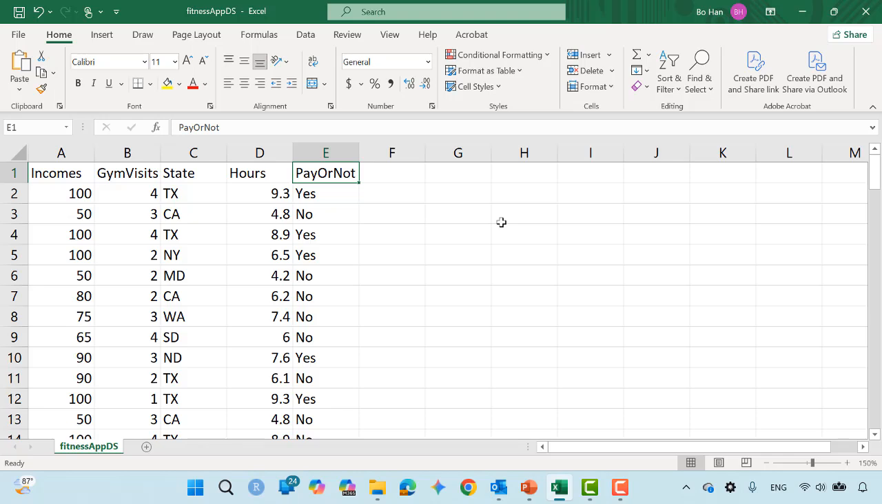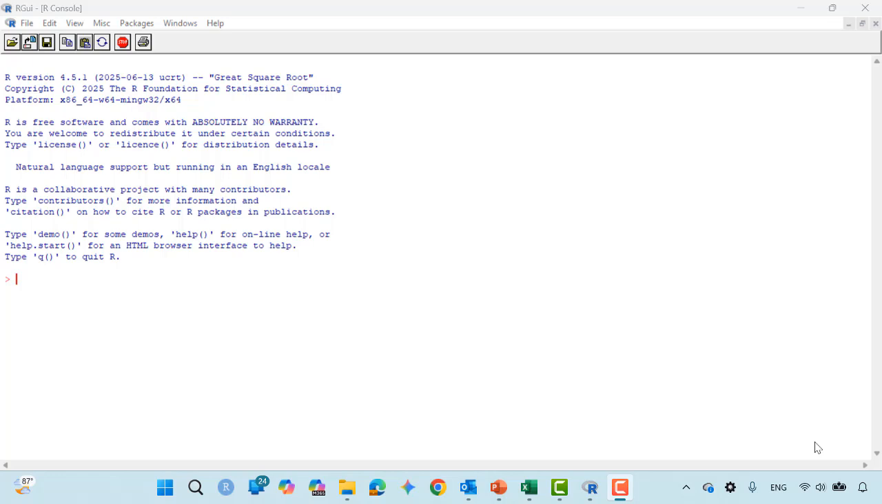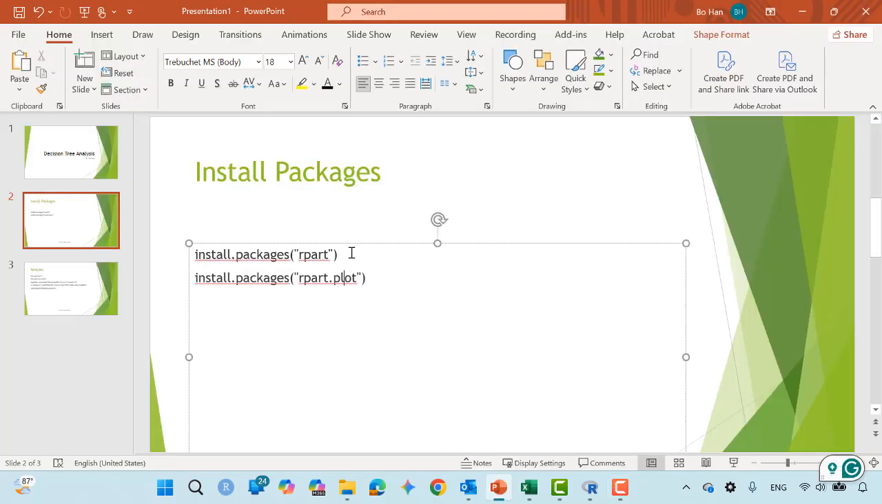becoming a paying customer. We will be using two external packages, rpart and rpart.plot, to perform the decision tree analysis in R. Because they are third-party packages, before we are able to use them, we have to install them. Let's install them one by one.